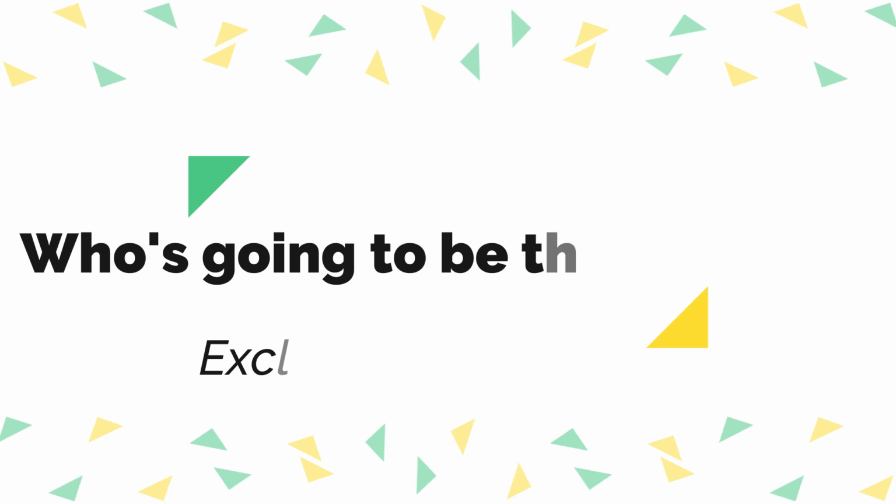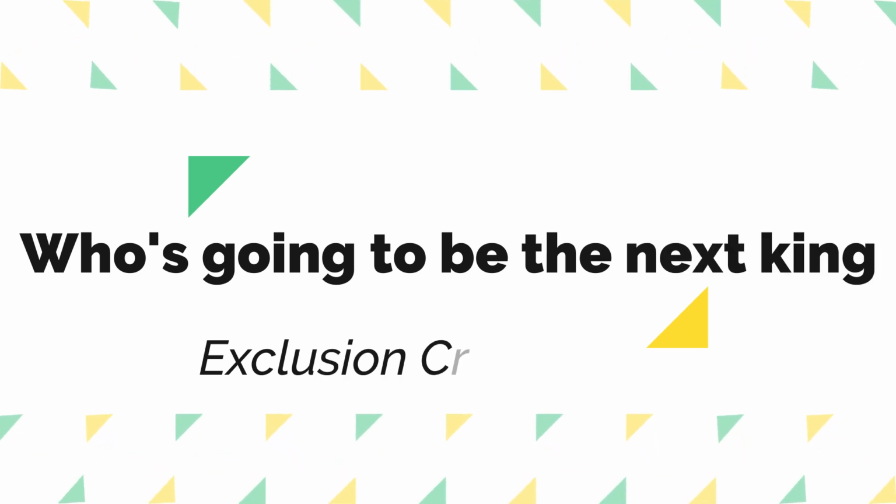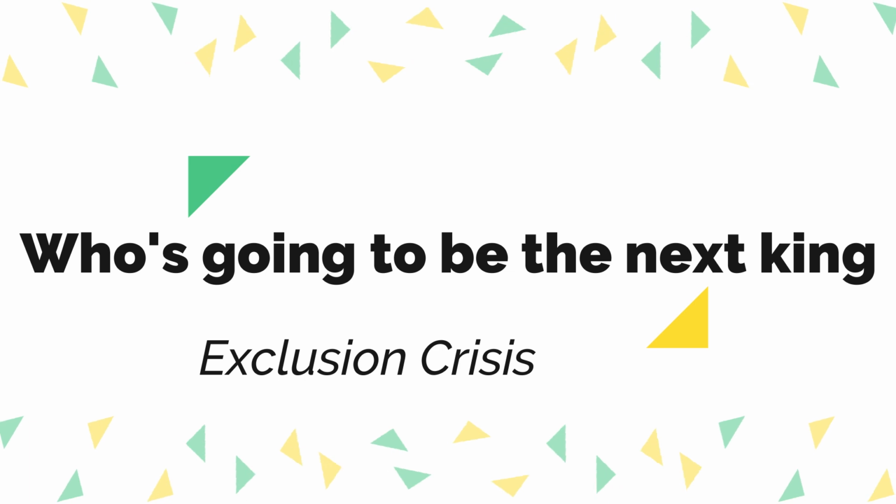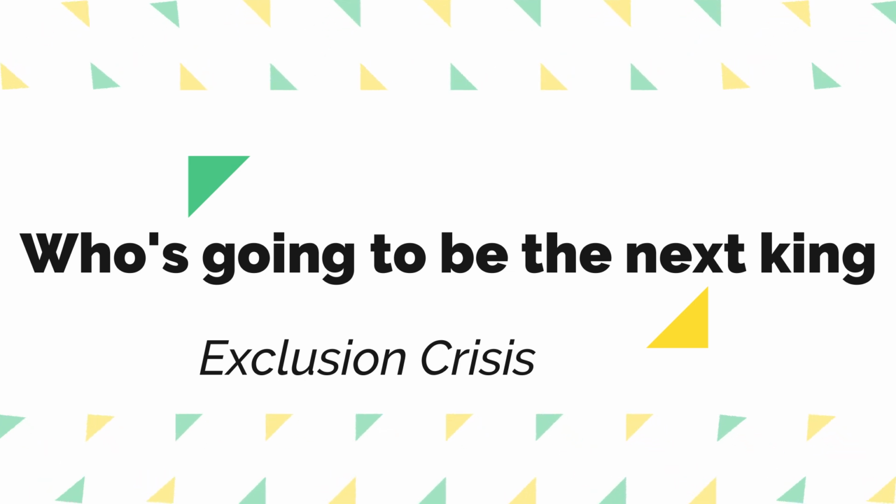Now let's talk about the Exclusion Crisis that occurred in 1679 to 81. The question was who is going to be the next king. Charles II, just like his father, was also spending a hedonistic, lavish lifestyle, and people once again got fed up. They wanted to change the king.